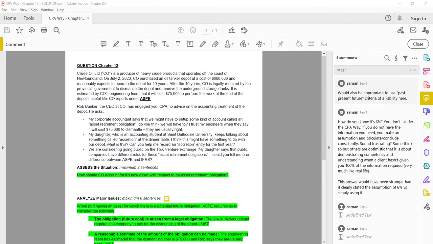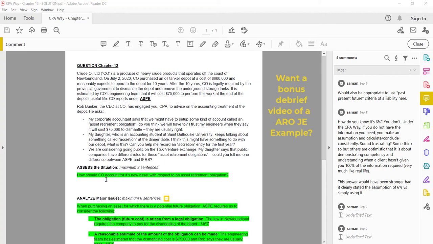This is for the Chapter 12 weekly debrief for liabilities. A number of our questions from the FAQs this week came from the CPA Chapter 12 question and solution debrief. Maximum two sentences with assess the situation.